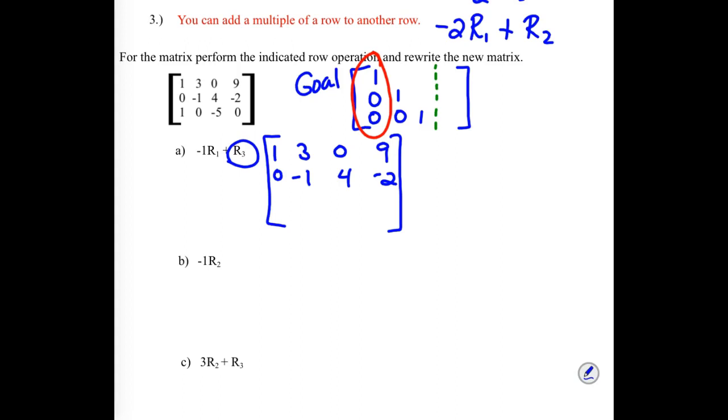We are now going to take the first row, multiply it by a -1, and add it to row 3. So I'm multiplying this row by -1. -1 times 1, I'm going to add it to this row. So -1 plus 1 is 0. Multiplying 3 by -1 gets me -3. I'm adding it to 0. I now have a -3 there. Multiplying 0 by anything doesn't do anything. I'm adding it to -5, so I still have -5. Multiplying the 9 by a -1 makes -9. Adding it to 0 gets me -9.